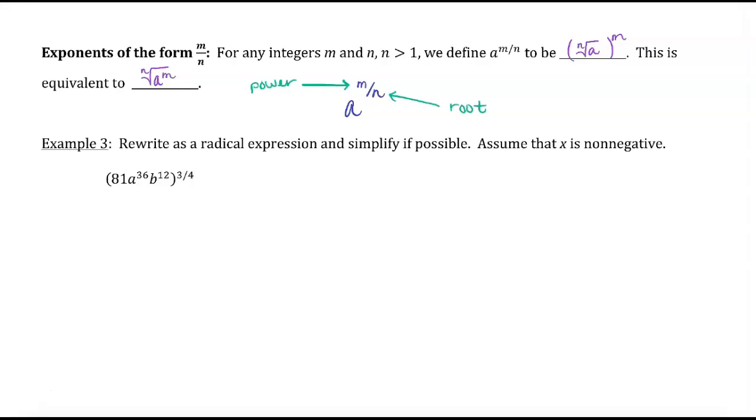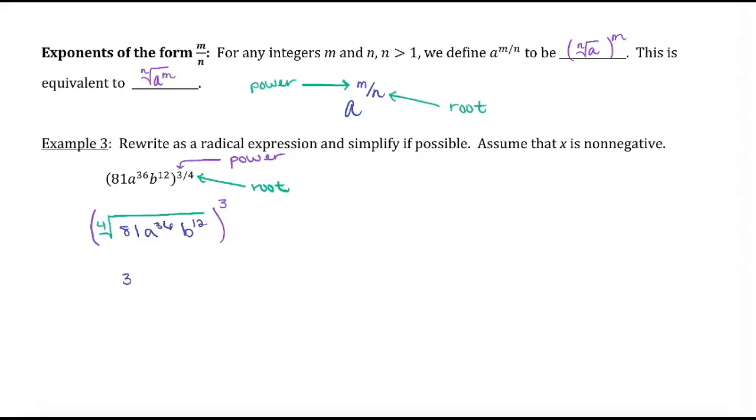Here we have 81 times a to the 36th times b to the 12th, all raised to the exponent of 3 over 4. Remember that the denominator of the exponent is the root. So rewriting this as a radical expression, we will have a fourth root of 81 a to the 36th b to the 12th, and the numerator is the power. So we'll raise everything to the exponent of 3.